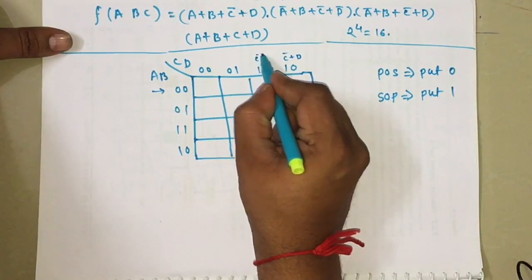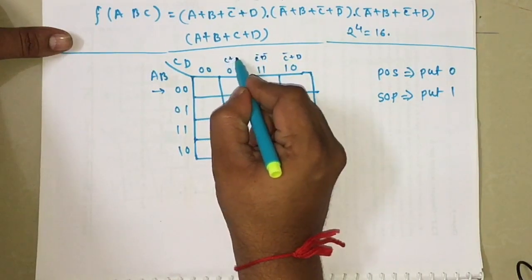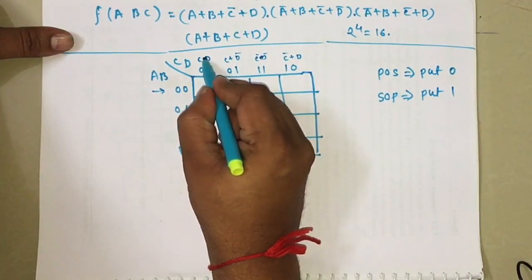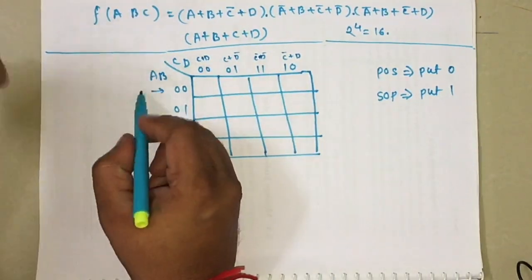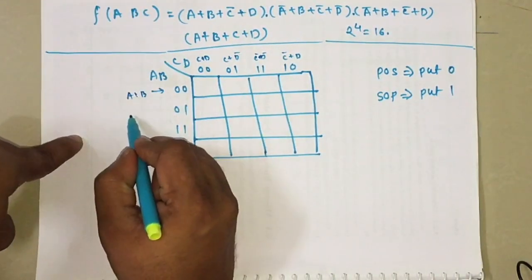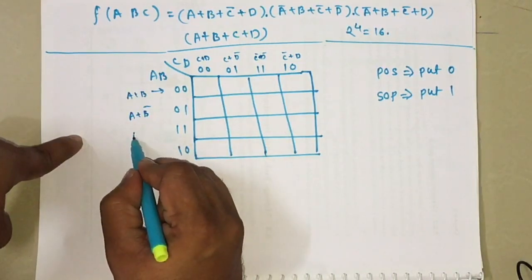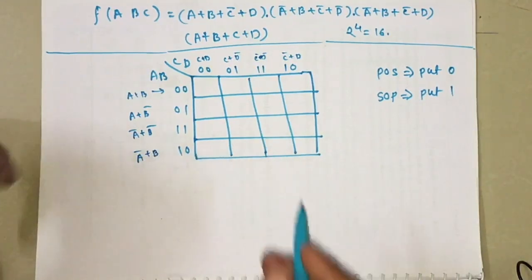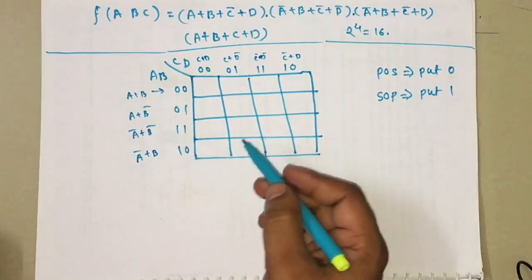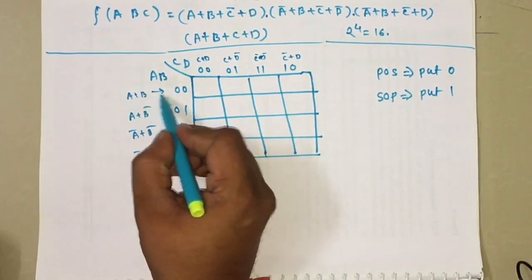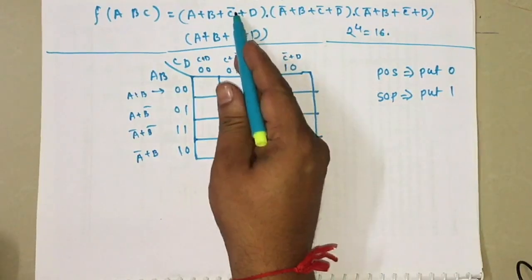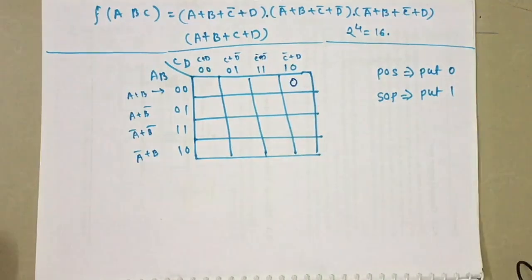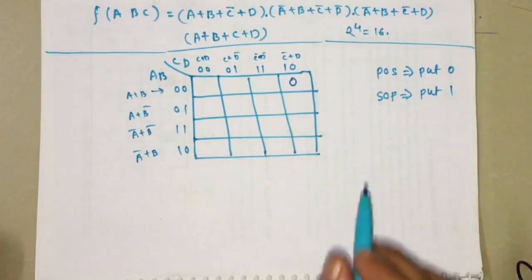C bar D bar, this is C plus D bar, the plus sign is there, and this is C plus D. Here this is A plus B, A plus B bar, A bar plus B bar, and A bar plus B. So all the values I have written here. So A plus B, so we need to select this row, and where is the C bar plus D? C bar plus D means here, so here we need to put 0. Okay, here we need to put 0.